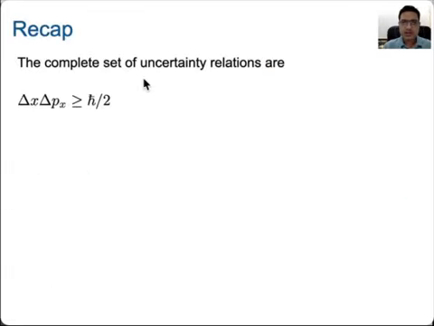So the complete set of uncertainty relations are Δx Δpx is greater than or equal to ħ over 2. So uncertainty relations impose an upper bound on the simultaneous measurement of the position and momentum of a particle. And similarly, we can write down the uncertainty relation for the energy-time canonical conjugate pair. So ΔE times Δt is greater than or equal to ħ by 2.